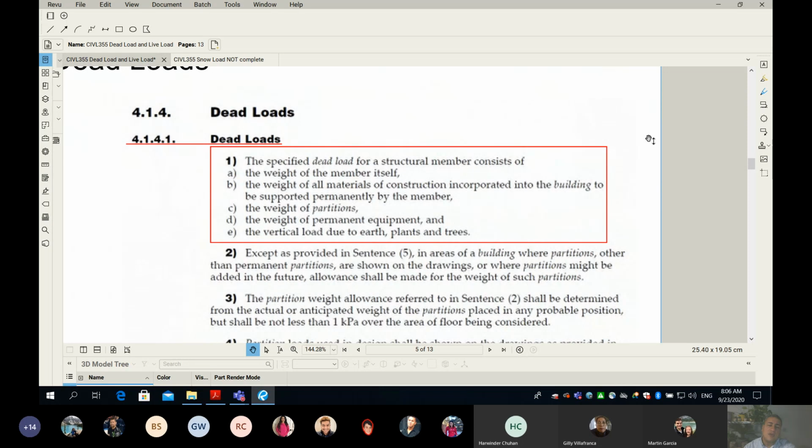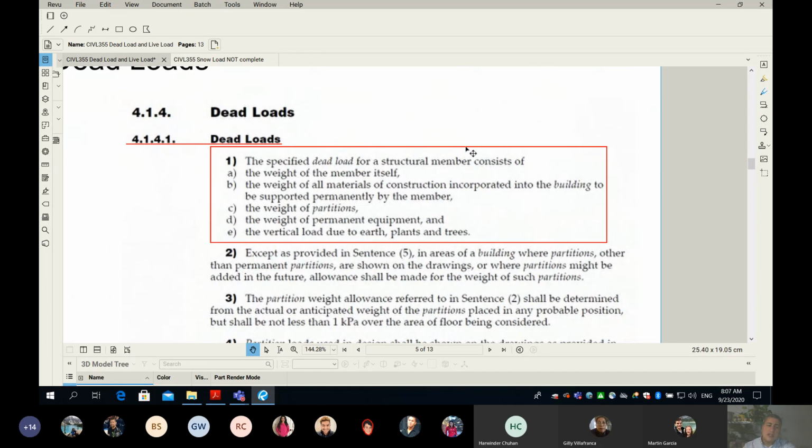Number D is the weight of permanent equipment. If you have mechanical equipment like a boiler, then this is considered a dead load, not live load. And then finally, the vertical load due to earth, plants, and trees. If you remember my example of the podium where people go in summer and enjoy the weather, in this case the planters, the earth, like the soil, and the trees, all three of them are considered part of your dead load, not live load.